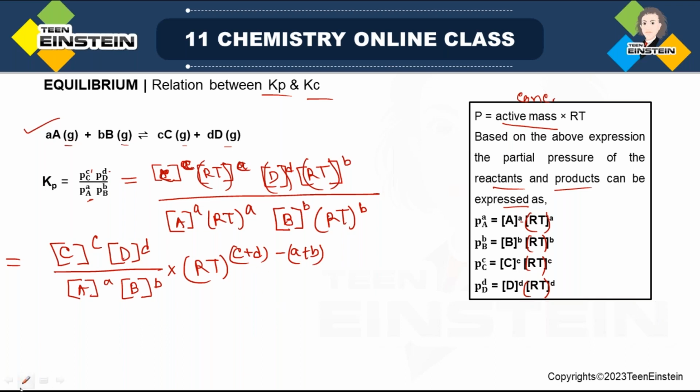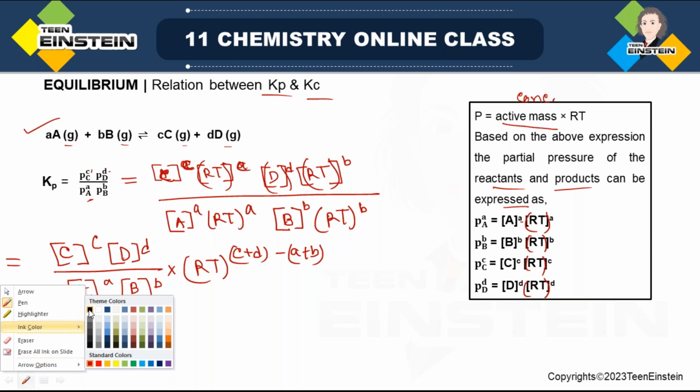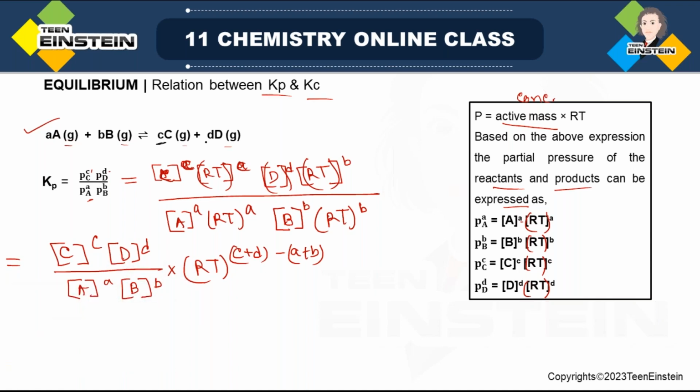Now this term, that is the coefficient in the product side minus coefficient in the reactant side. So c plus d, small c obviously, minus a plus b, that is actually equal to del Ng, or simply del n. G is mentioned because it is gaseous state for all the substances. So in this place you can write del Ng.